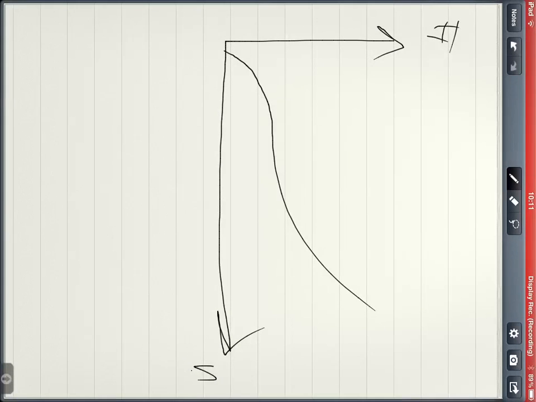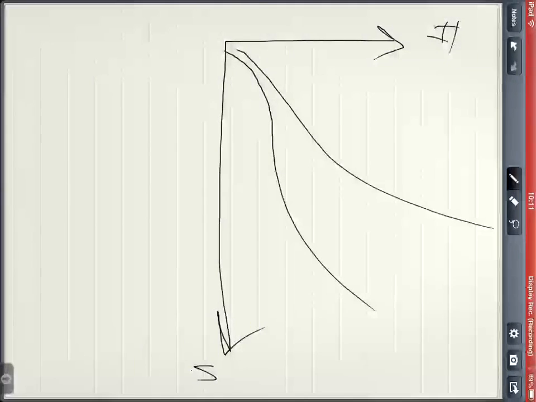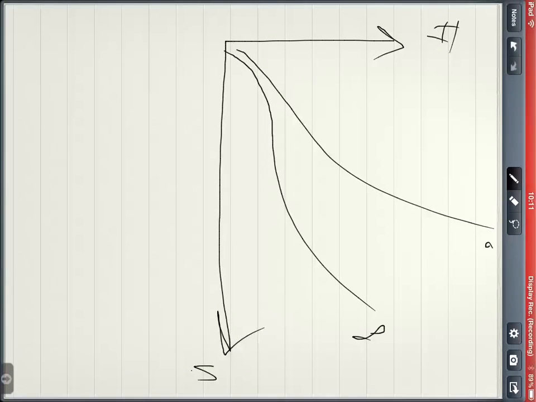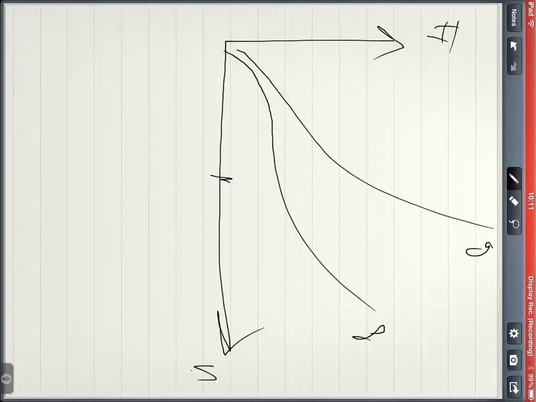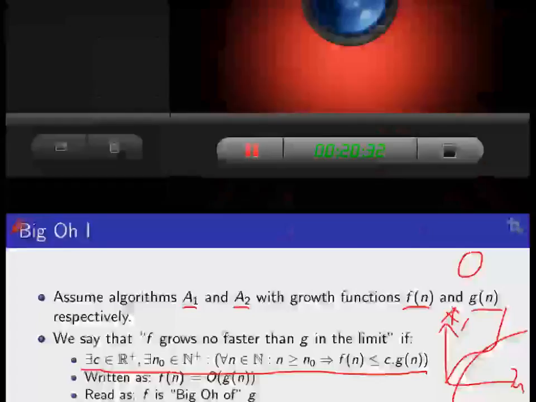Here, so what is this saying again? This is saying that when n, for example, let's say when n is 1000, A1 takes, I don't know, 500 steps, and A2 takes 2,000 steps. Now, which one is more efficient? Oh, okay. A1 is more efficient because it takes a smaller number of steps than A2.